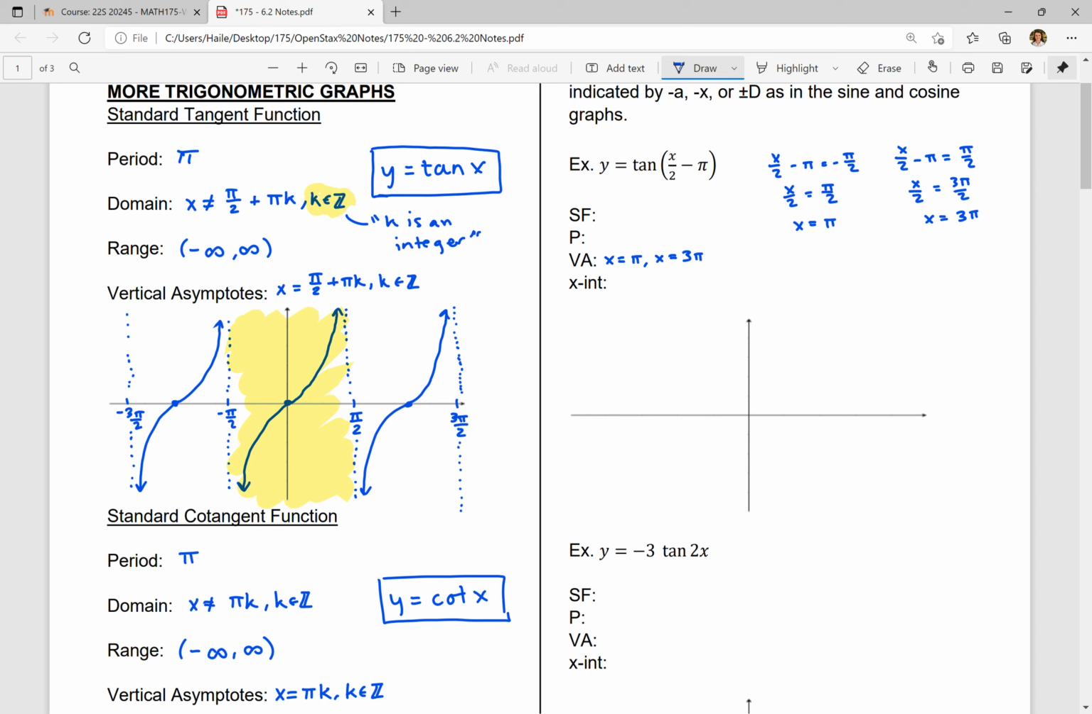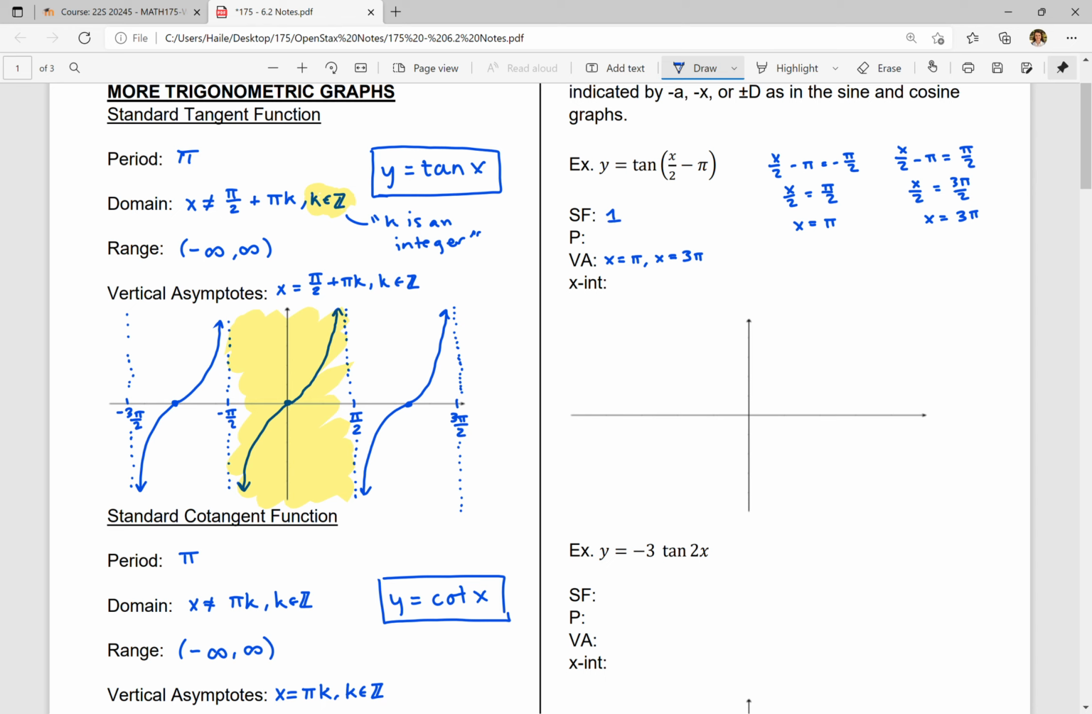Okay, this SF that I have written at the top is what we call the stretching factor. So this is like the analog to the amplitude for sine and cosine. So the stretching factor will come from that letter A, which is that number that's multiplied by the function. However, in this case, we don't have one of those, so our stretching factor is just going to be 1.